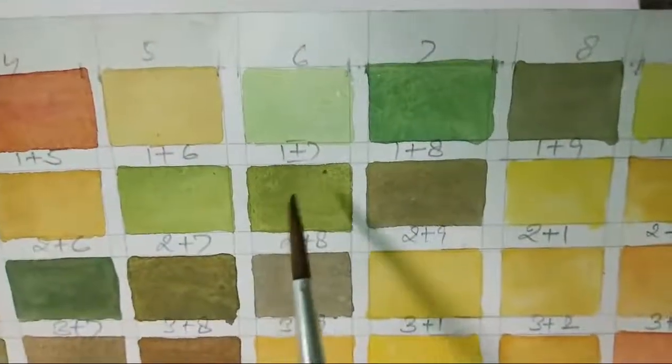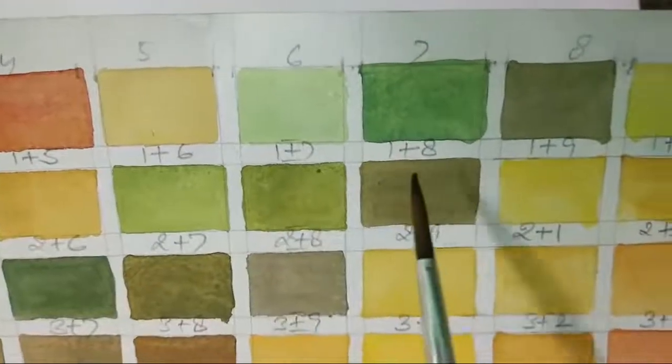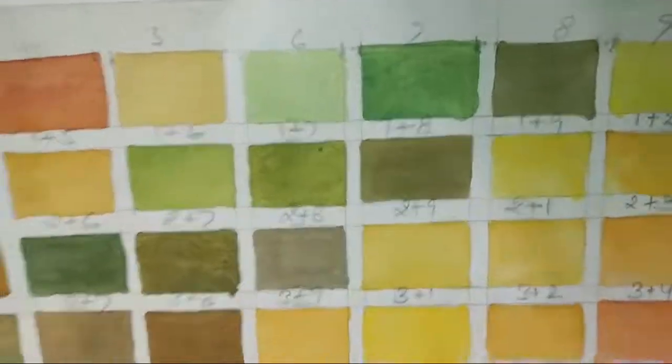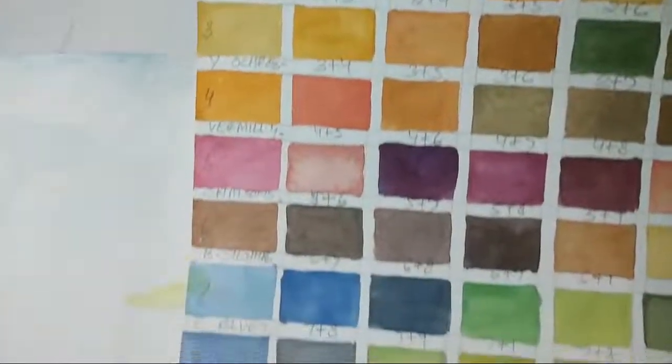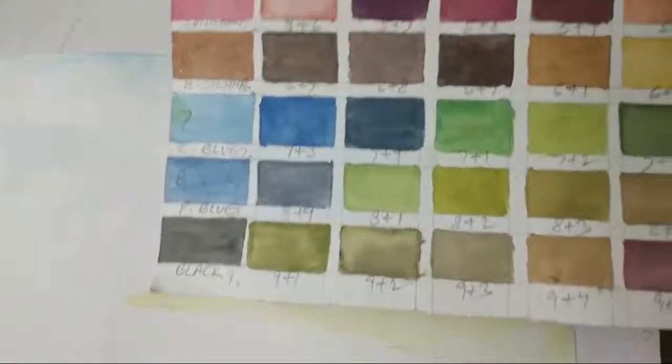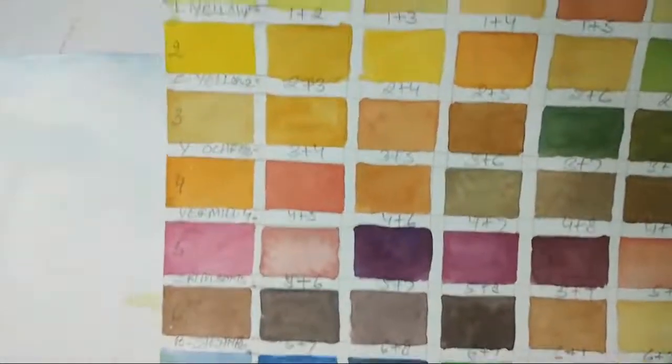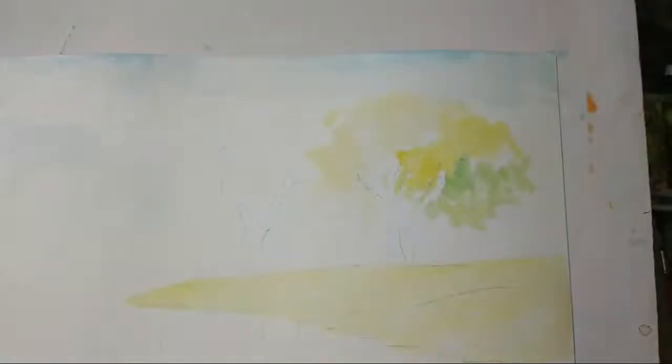You will see that there is a number mentioned here, 1 plus 7, 1 plus 8, 1 plus 9. What is 1 plus 8? There are some numbers mentioned here on the left side. You can watch this video. I'll put that video link below this. You will get an idea.